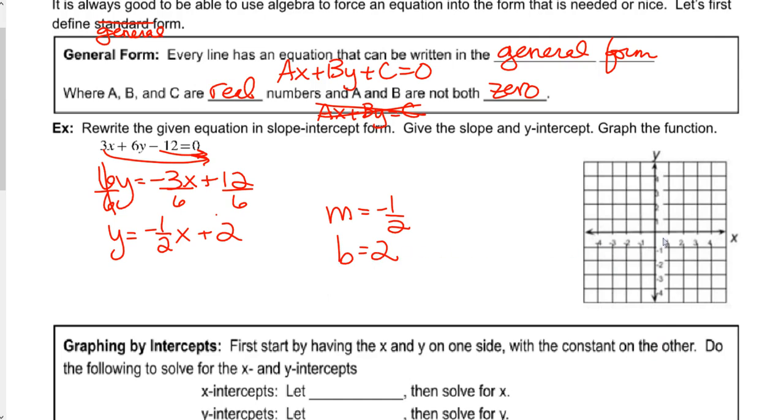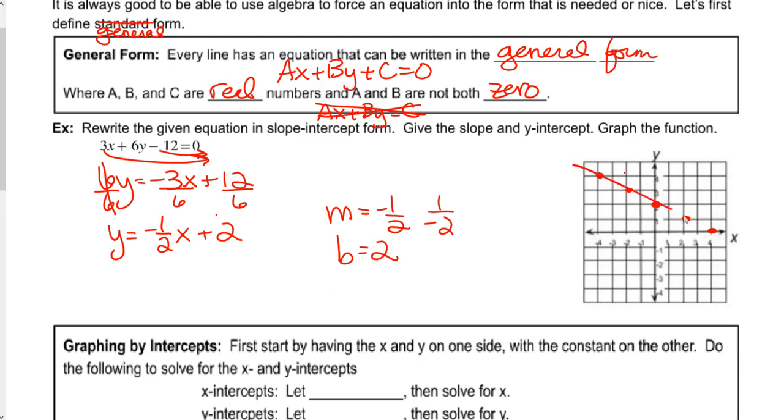First, graph your b. So on the y-axis, because it is the y-intercept, we're going to start at 2. And my slope tells me to go down 1 to the right 2, excuse me, down 1 to the right 2 gives me this point. Down 1 to the right 2 gives me that point. If I look at that slope as this, that means I'm going to go up 1 to the left 2.